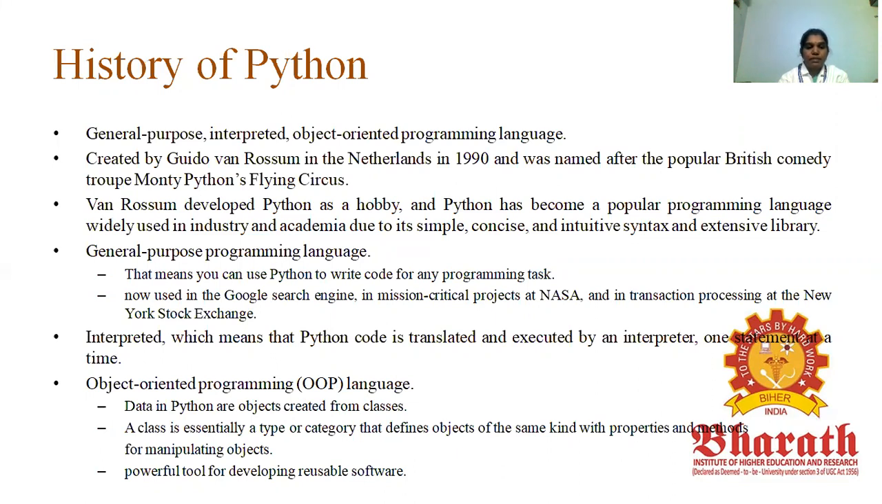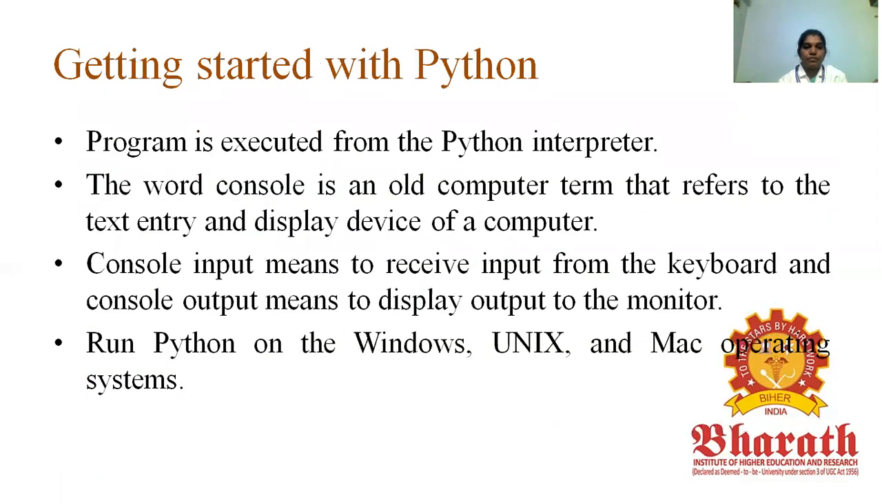Python is an interpreted language, which means Python code is translated and executed by an interpreter, one statement at a time. It's an object-oriented programming language, so objects are created from classes. It's a tool for developing reusable software. So far we have seen that Python is a general purpose, interpreted and object-oriented programming language.